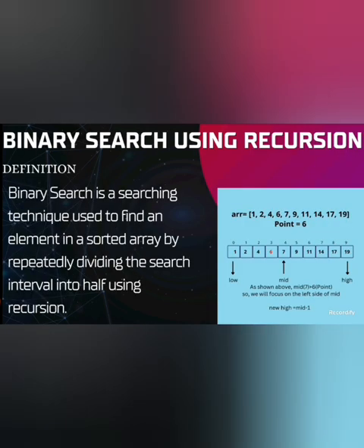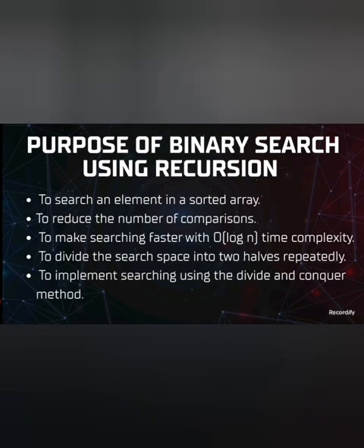Next slide, we are going to see binary search using recursion. It is a technique that searches a sorted array by repeatedly dividing it into halves using recursion. Purpose: to search efficiently in a sorted list, to reduce time complexity compared to linear search. Time complexity is O of log n, useful for large data sets, and to implement searching using the divide and conquer method. Next, we are going to see how it works.